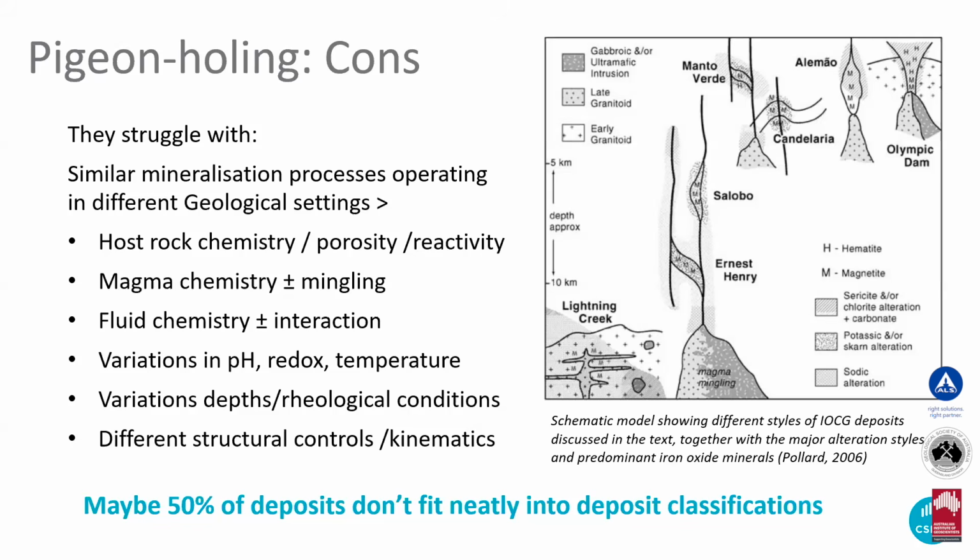And what he's really showing here is the difference in the style of the structural controls and the difference in the mineralogy that you're getting from very deep, so hot, constricted, high pressure environments up to much more near surface environments. It's particularly the same mineral system, but just a different environment. And so when you get to the end of the day, I've put 50% here. 50% of deposits probably don't really fit neatly into deposit classifications. It's probably more like 90%, but I thought I'd just be vaguely diplomatic.